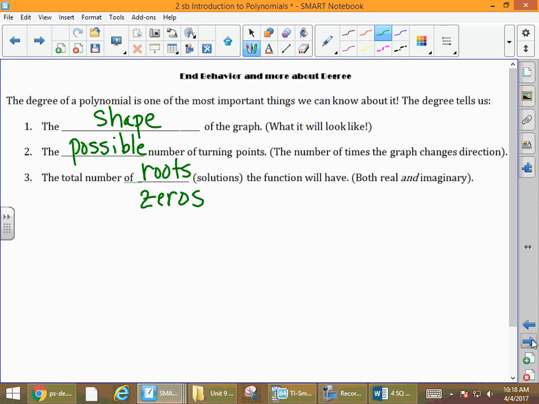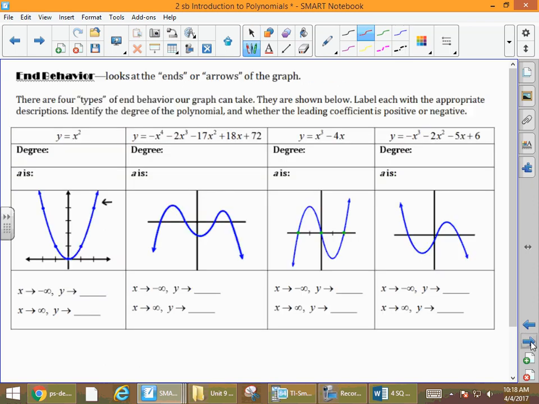But that's the degree. As we jump down here, we can talk about the end behavior. We, again, started some of the end behavior yesterday. We said, what's the end behavior coming from the left and what's the end behavior coming from the right? So we're going to make it a little bit more formal within this chart. And our first function here, y equals x squared, like I said, the most familiar to us of our functions, which is the quadratic function.